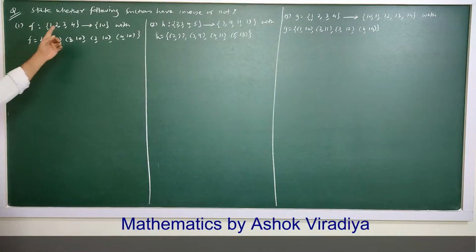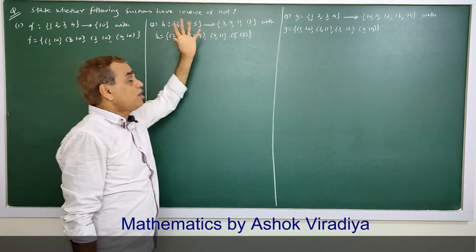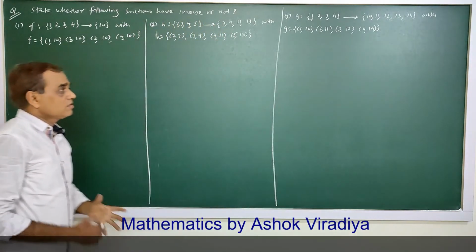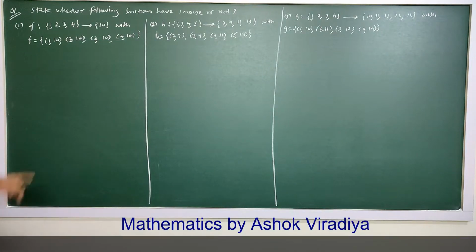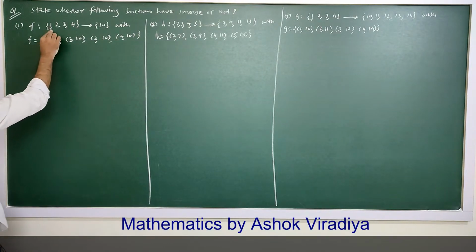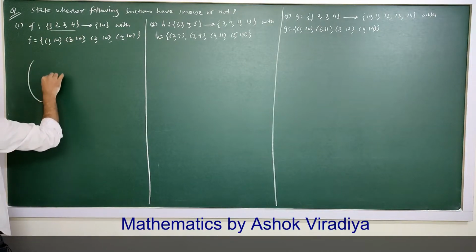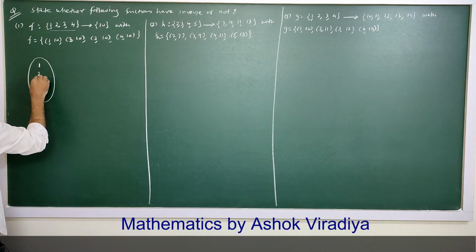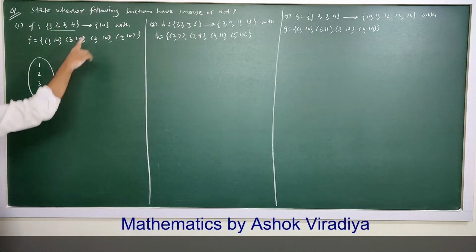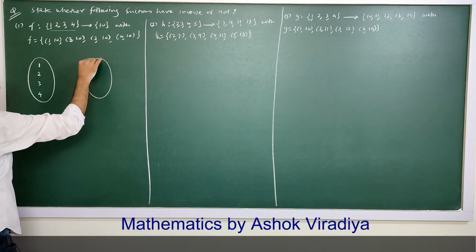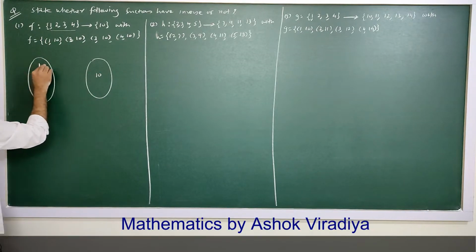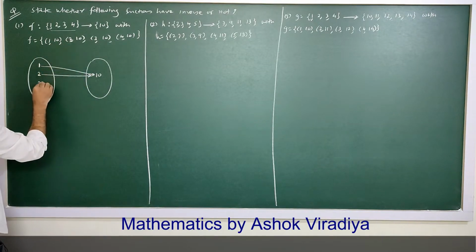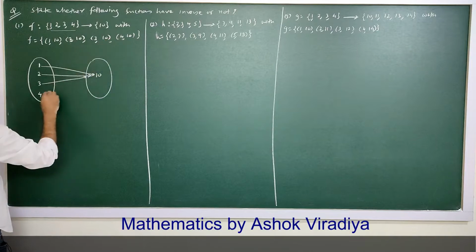Now state whether the following functions have an inverse or not. If the inverse exists, we shall find the inverse. See, look at the first function. Here the domain contains 1, 2, 3, 4. The codomain contains only 10. Image of 1 is 10, image of 2 is 10, image of 3 is 10, image of 4 is 10.